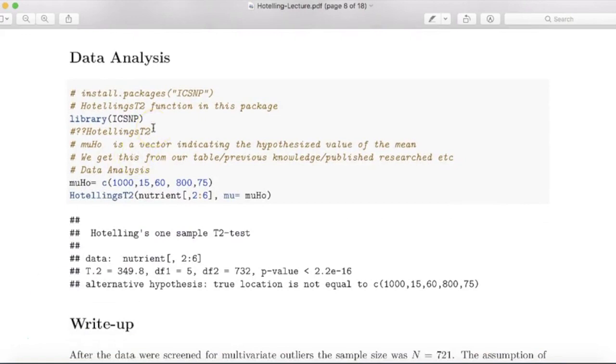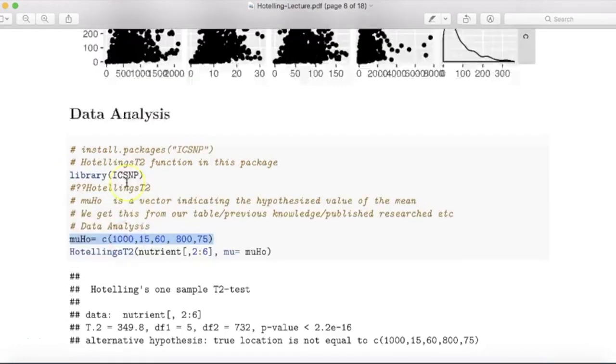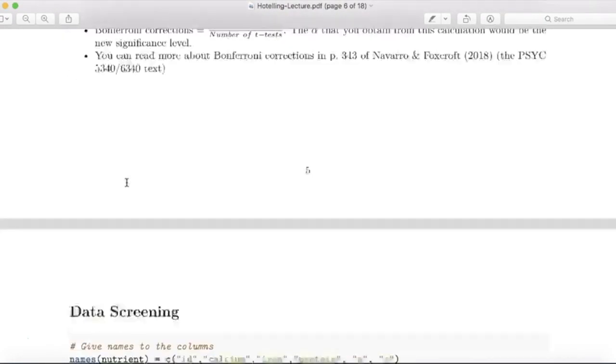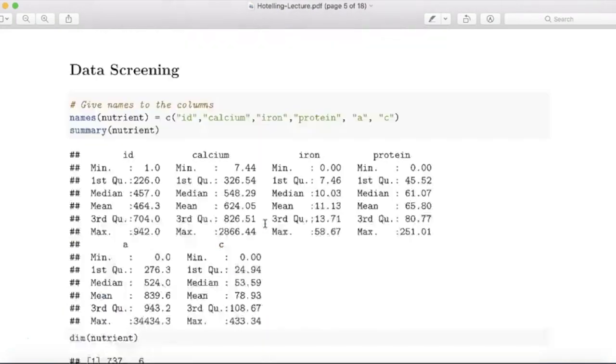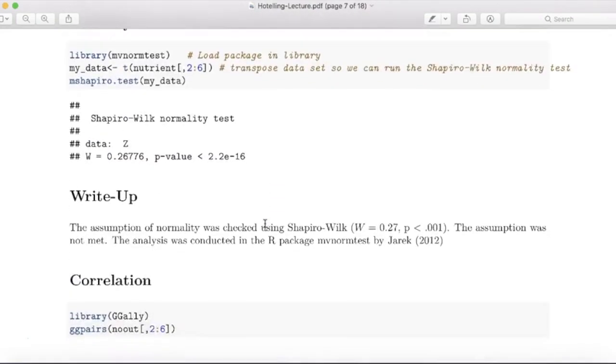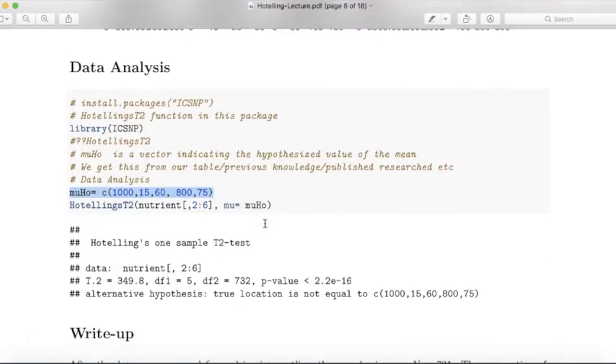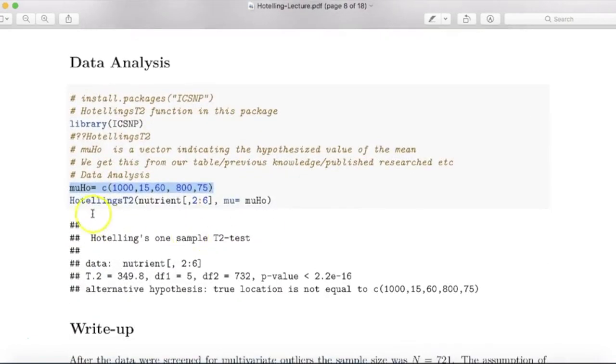To actually run my analysis, I am going to use the library ICSNP. I'm sure it stands for something. Then I have to create a vector. So this vector is actually that table that we had at the beginning. It just has the population values that we want to compare against. Then I actually use the Hotelling's function.